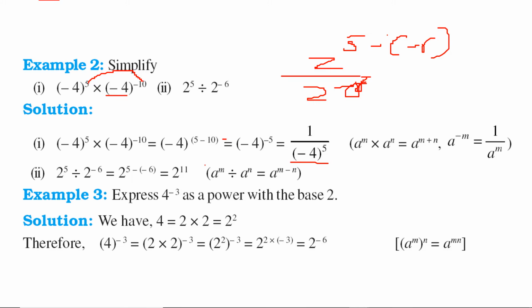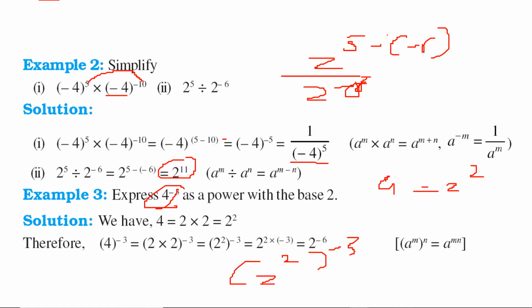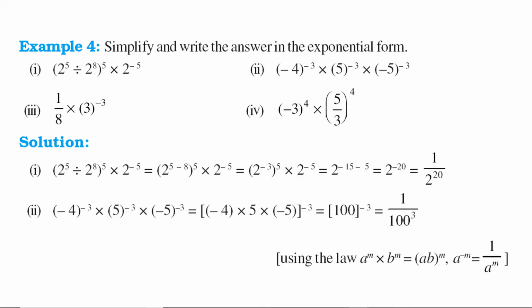So 5 plus 6, that is 2 to the power 11. Express 4 to the power minus 3 as a power with a base 2. So 4 is nothing but 2 square. So this is 2 square to the power minus 3. This gets multiplied, 2 to the power minus 6. This is the answer. We have to simplify and write the answer in the exponential form here.